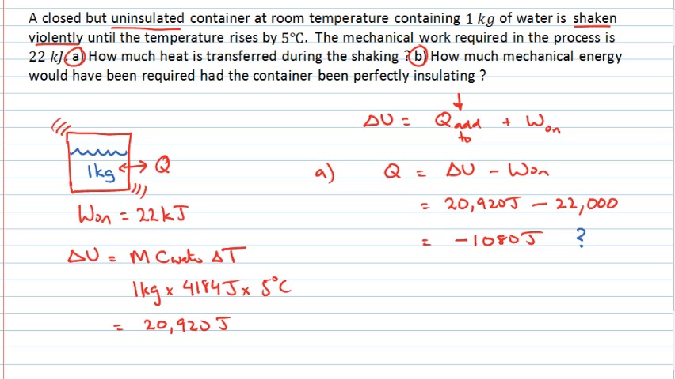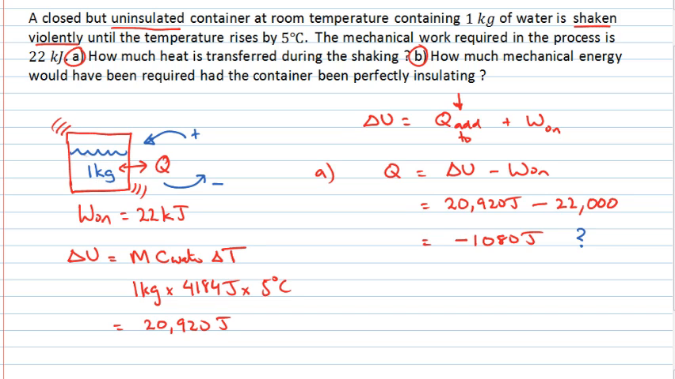Well, positive Q would mean that I'm adding energy into the water from heat, and negative Q means I'm taking some energy out of the water. So heat's flowing from the hotter to the colder object. Does that make sense here? Well, when I shake it, it raises the internal temperature.